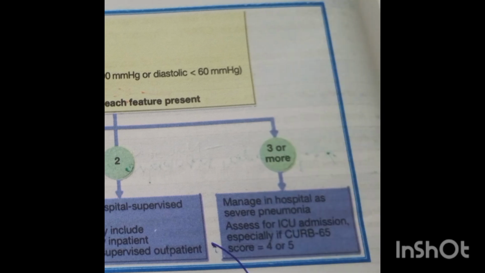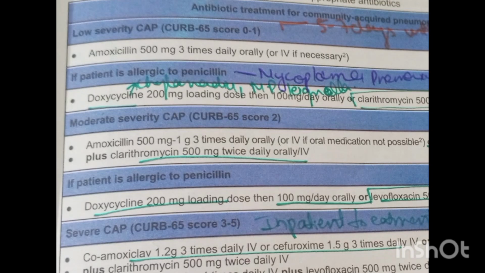And if the CURB score is 3 or more, that means the severity is more. So we manage in hospital as severe pneumonia. We assess for ICU admission, and on the basis of the scoring, we give treatment to the patient.